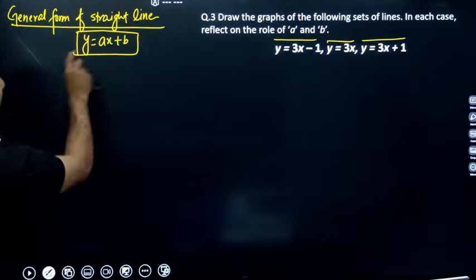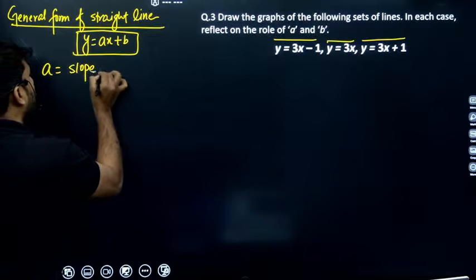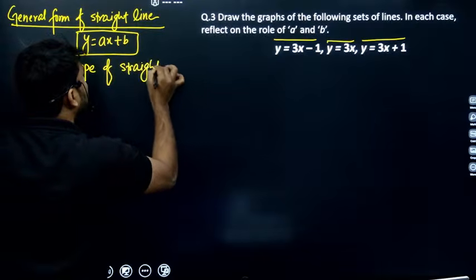Clear? Now my dear, what is A? Basically guys, A is the slope. Slope of a straight line. Slope means what? Inclination.